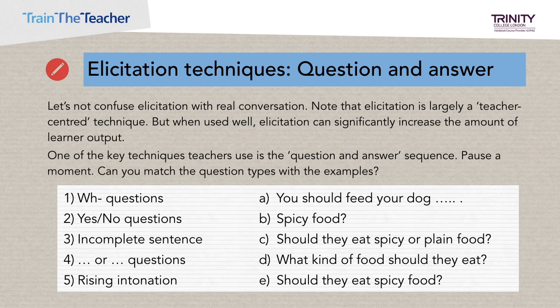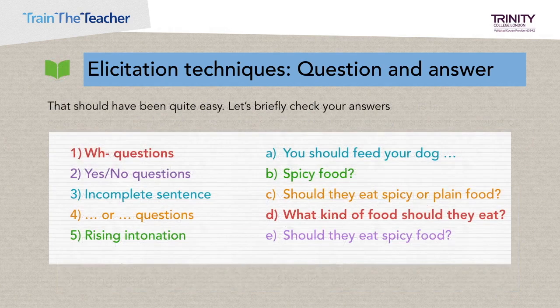One of the key techniques that teachers use is the question and answer sequence. So here are some examples of question types and questions that a teacher would say or could say in the classroom. Pause for a moment. Can you match the question types 1 to 5 with the examples A to E? That should have been quite easy. So let's briefly check your answers, and I've color-coded them to make it easier to point out.